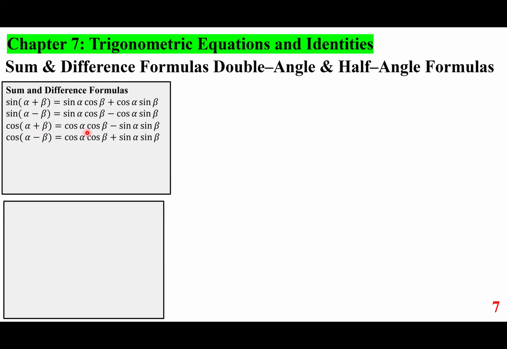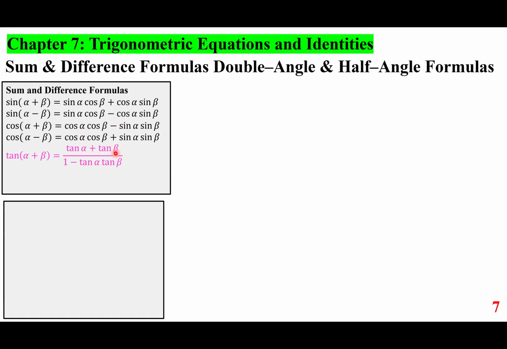Cosine of alpha plus beta is cosine alpha cosine beta minus sine alpha sine beta. And again, replace this one with minus beta, and cosine of alpha minus beta becomes cosine alpha cosine beta plus sine alpha sine beta. In other words, you start by proving one of them, and then you use the rest of them to prove the new ones.